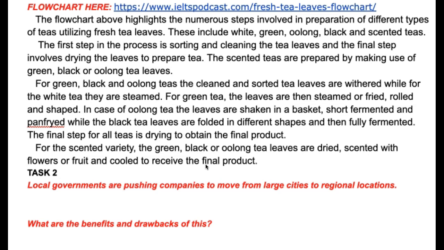Excellent distinction there. For green, black, and oolong teas, the cleaned and sorted tea leaves are withered, while, okay, we need probably a comma, withered, while for the white tea, they are steamed. You do not need the while there because we're using it during the time that, not as a conjunction. So, fine. For green tea, the leaves are then steamed or fried, rolled, and shaped.